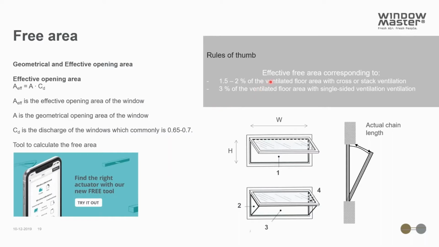But the required free area that you need for a project will of course depend on the specific performance that you desire for a project. But a good aim, or good rules of thumb that we have found throughout the years, is to aim for an effective free area corresponding to 1.5 to 2% of the ventilated floor area if you have cross or stack ventilation. And if you have single-sided ventilation, you should aim for an effective free area corresponding to around 3% of the ventilated floor area.